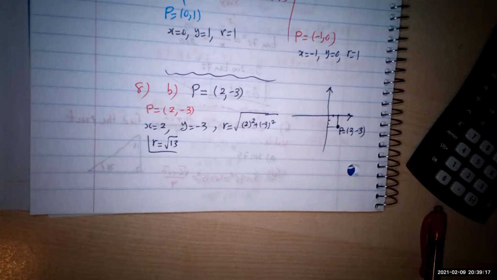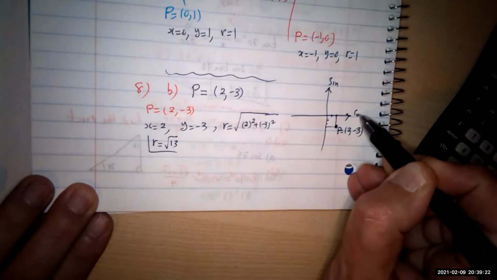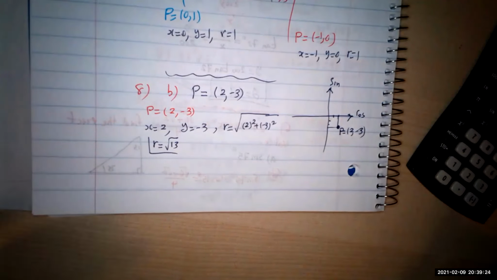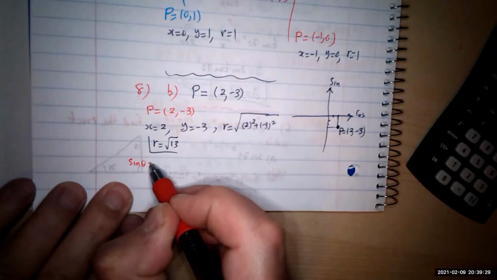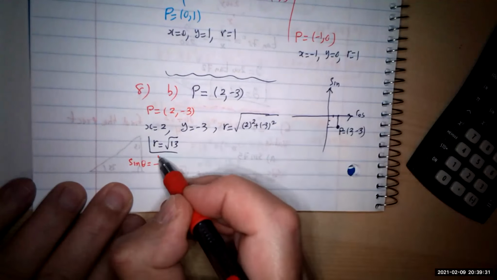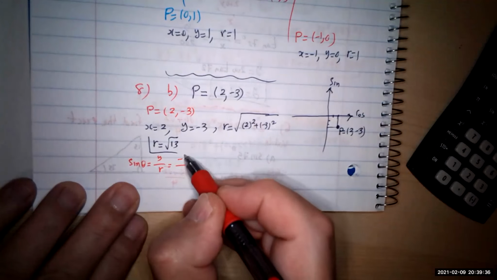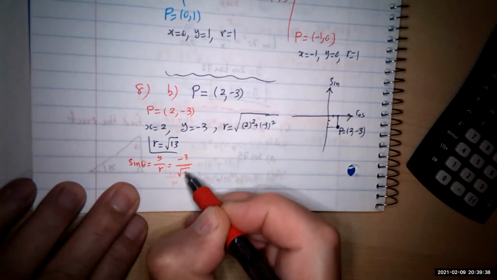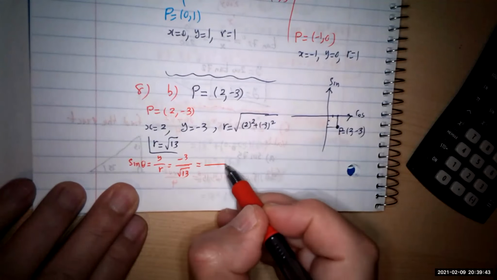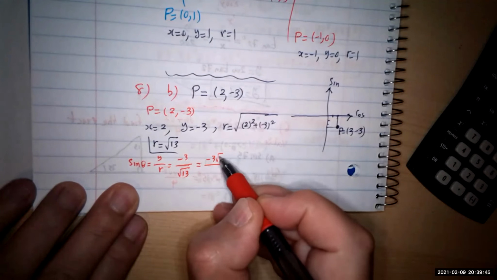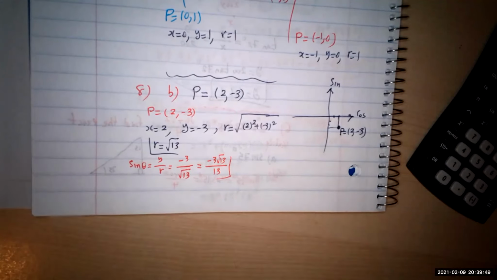Start with the sine. Remember, this is sine, this is cosine. So the sine is going to be y over r. What is y? -3 over radical 13. Rationalize: -3 radical 13 over 13. So that gives the sine.